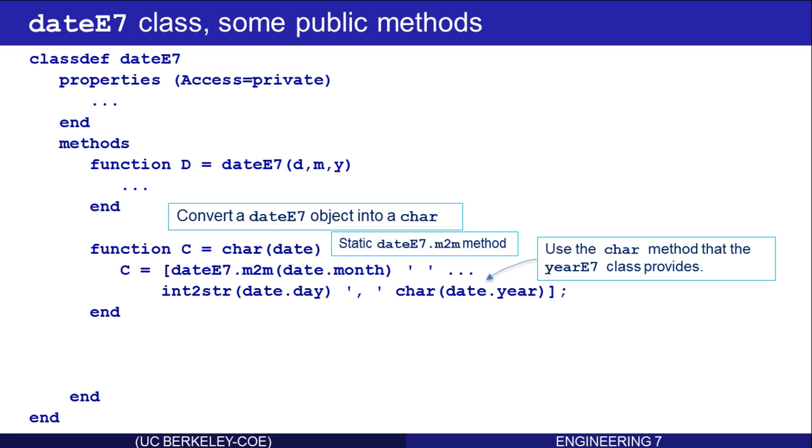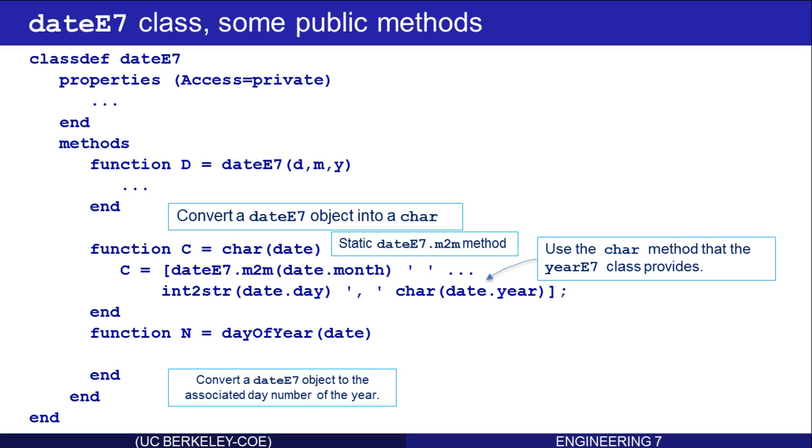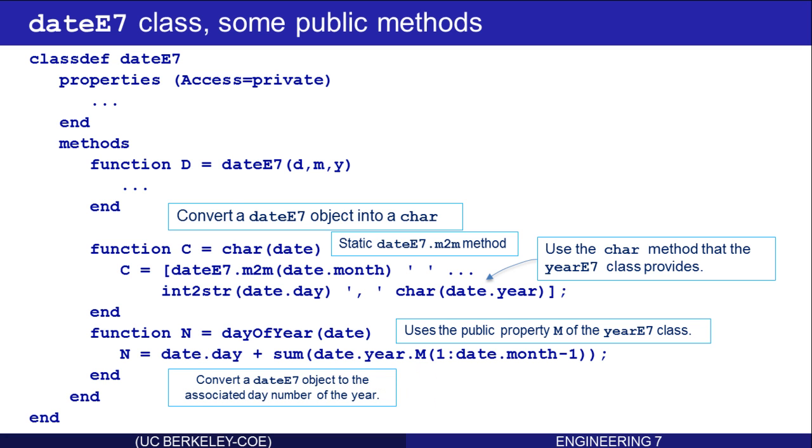How about a method that does something more than just formatting? Here's a method called dayOfYear. It converts a dateE7 object to the associated day number of the year. The algorithm is very simple. Start with the date object and reference its year property. That's a yearE7 object. For that object, reference its M property, which is a public property. That yields a 1×12 array of the days of each of the months in the year. Within that, only reference from January through the month preceding the month that this date object represents. Add those up to obtain the number of days in the months preceding the current month. Then add the day of the month, and that gives the day of the year.